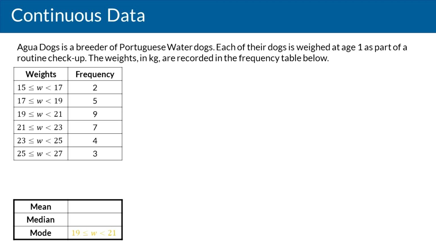The modal interval is easy enough to identify here. The highest frequency seems to correspond to the class of dogs that falls between 19 kilograms and 21 kilograms in weight. The median could also be determined by inspection of the frequency table, but the mean is going to require a little bit of outside-the-box thinking. See, when we have a range of data values, it's hard for us to put one specific data value into a calculator to crunch out the mean really quickly.